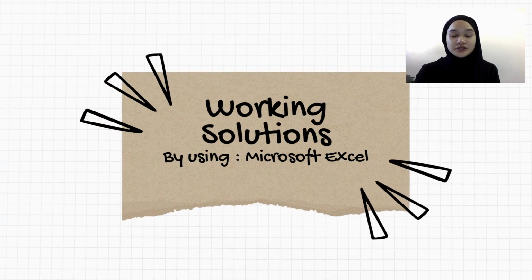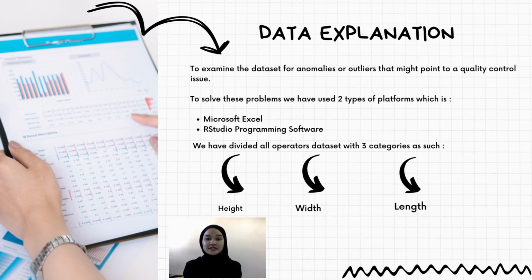Hi, my name is Batrisyia. In this part of the video, I will explain the working solutions using Microsoft Excel. To examine the data set for anomalies or outliers that might point to a quality control issue, we have used two types of platforms, which are Microsoft Excel and RStudio programming software.